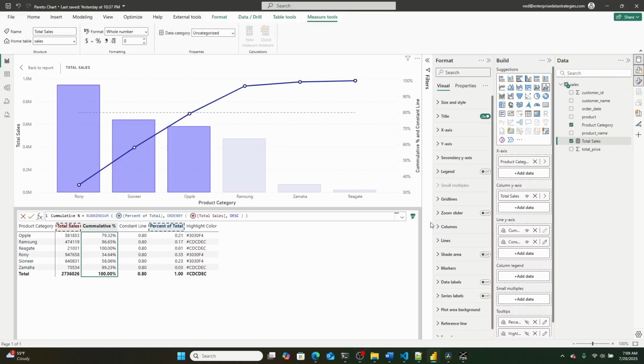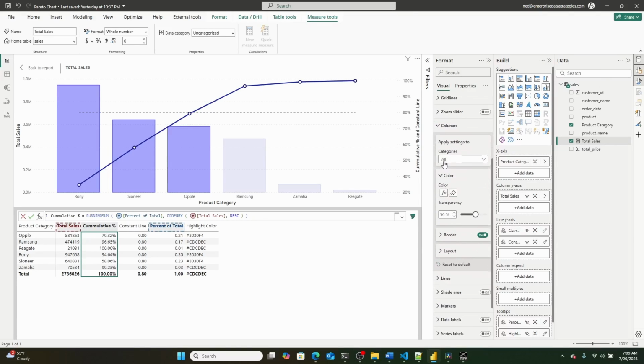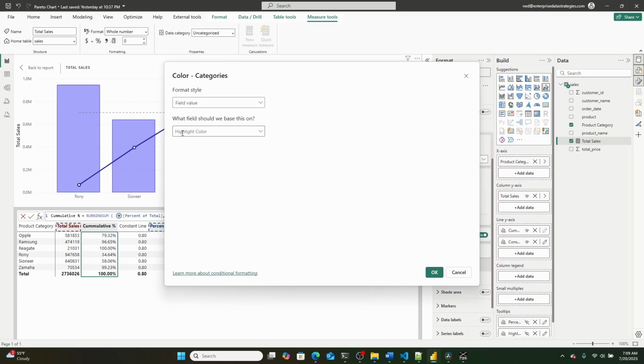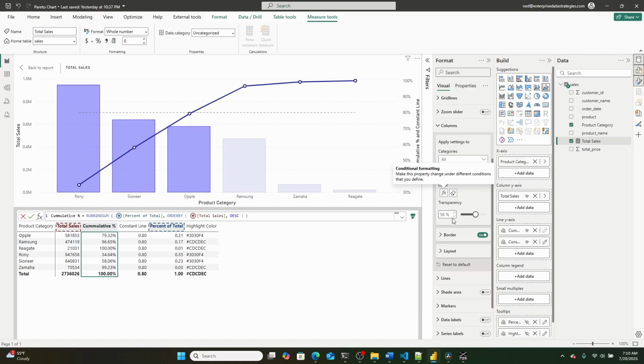So collapsing this, going to our columns, as you can see, we're applying this to all, and then I have set some custom fill here using our visual calculation. So using the field value and highlight color, and then decreased the transparency down to 56% while turning on a border that matches the column color.